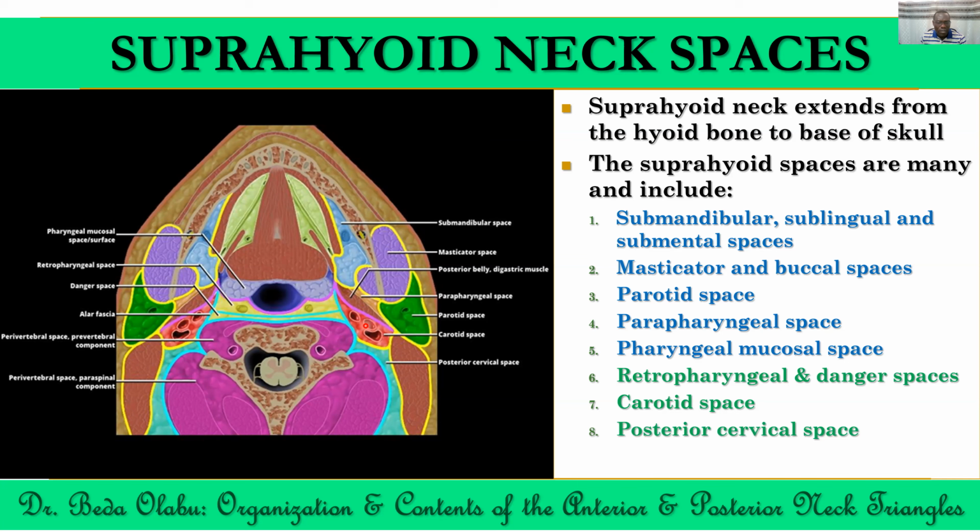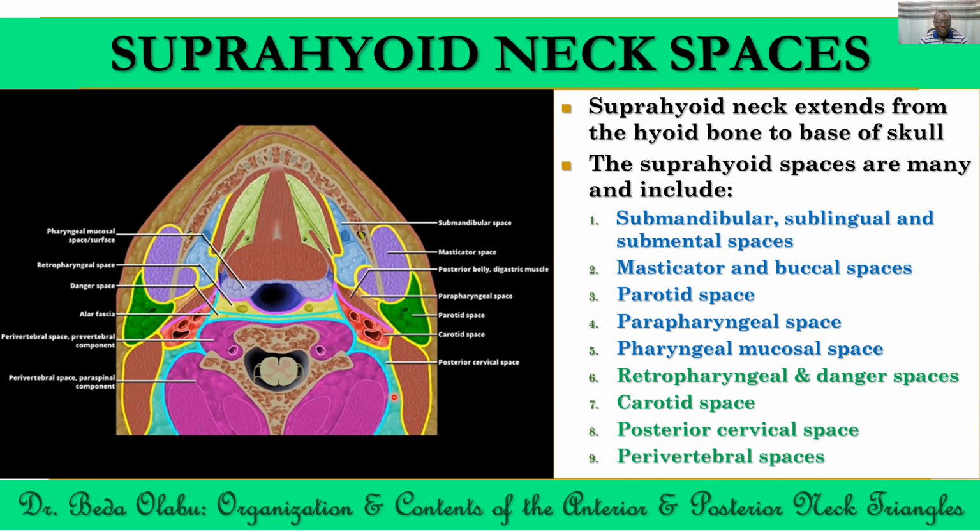The posterior cervical space is this one here. Posterior cervical space is a space that we see almost equated with the posterior triangle of the neck generally. Again, it traverses both spaces, but much of it is in the infrahyoid neck.